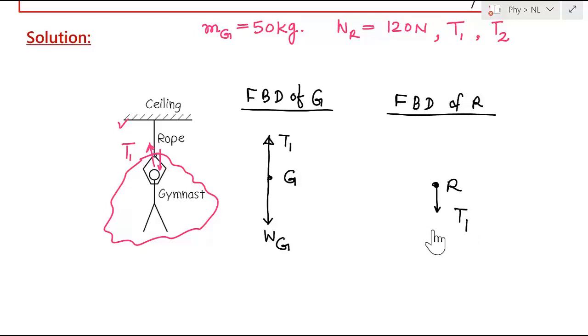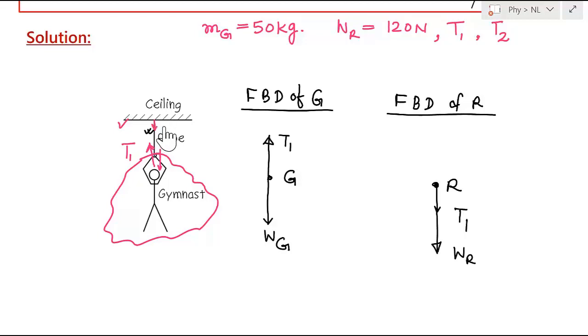What are the other forces that are acting? Now this rope has mass, so this is not a massless rope, so the weight of the rope will also act, and this will act again in the downward direction. Let's call this weight WR, that is, weight of rope. Any other force that is acting? Yes, one more force is acting in this case.